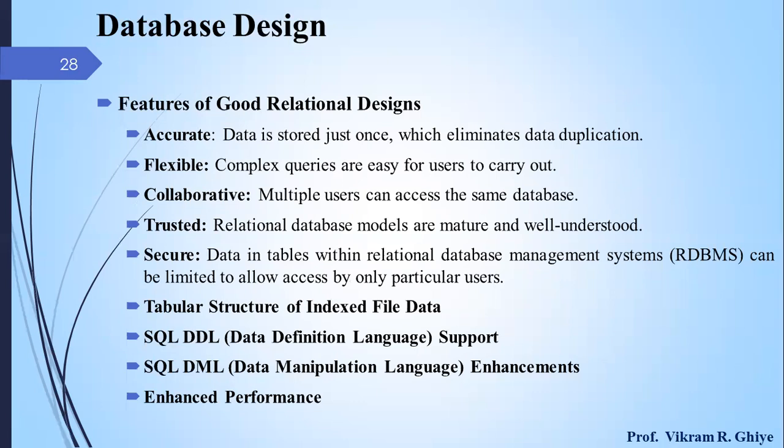So what are the features of a good relational design? It should be accurate. Data is stored just once, which eliminates data duplication. Flexible: complex queries are easy for users to carry out. It should be collaborative: multiple users can access the same database. It should be trusted: relational database models are mature and well understood. It is secure: data in the table within the relational database management system can be restricted to allow access by only particular users.